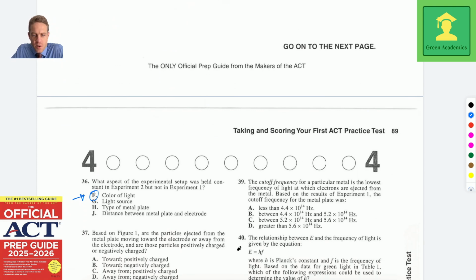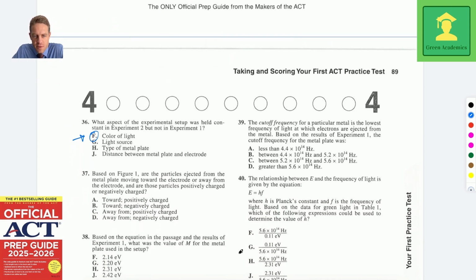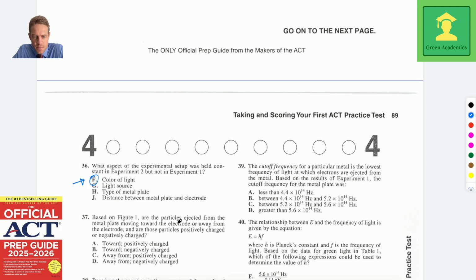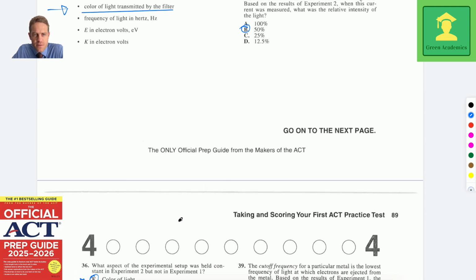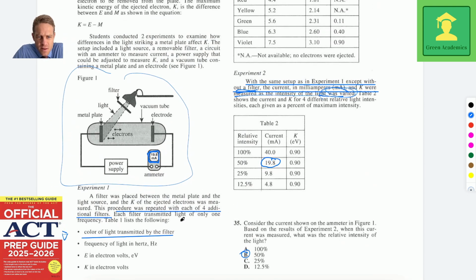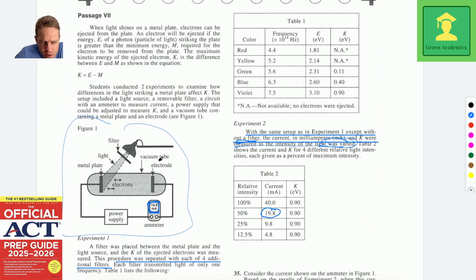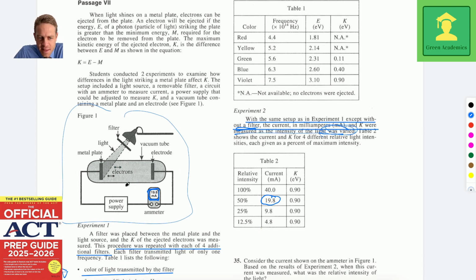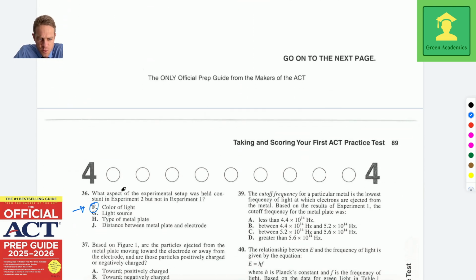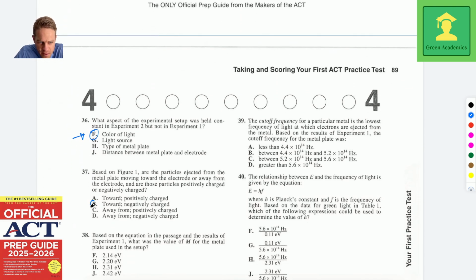Based on experiment 1, are the particles ejected from the metal plate moving forward toward the electrode or away from the electrode? And are those particles positively charged or negatively charged? On figure 1, well, the arrow here shows that the particles are moving toward the electrode. So it's a toward, and they expect you to understand that electrons are negative. So I would say toward and negative.